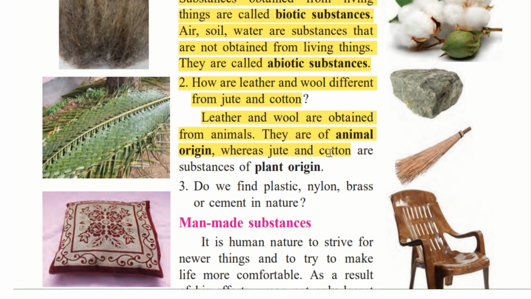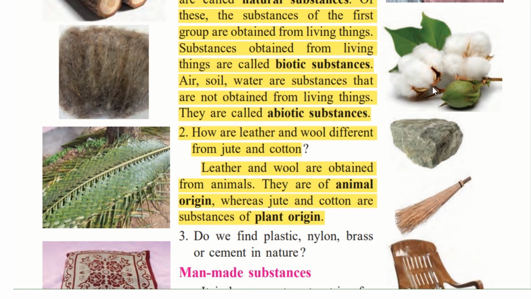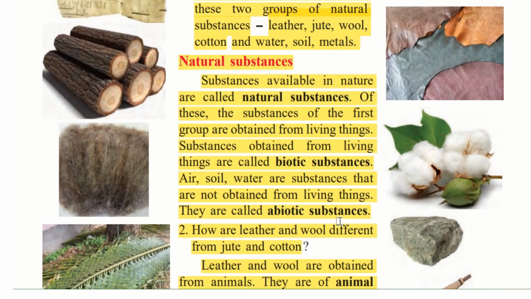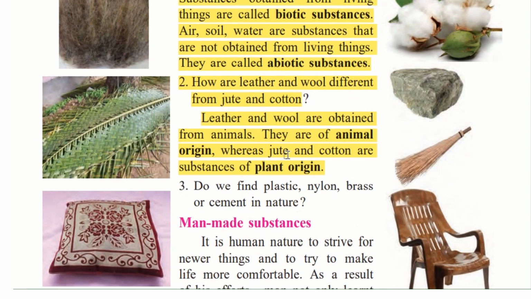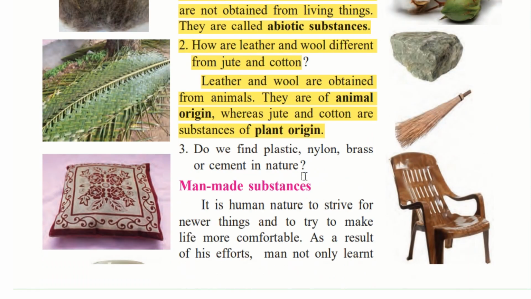Whereas jute and cotton are substances of plant origin. So, this is what we can see, this is cotton. So, we get cotton from plants, and jute is also a plant. So, I think this is jute. Jute is also a plant.